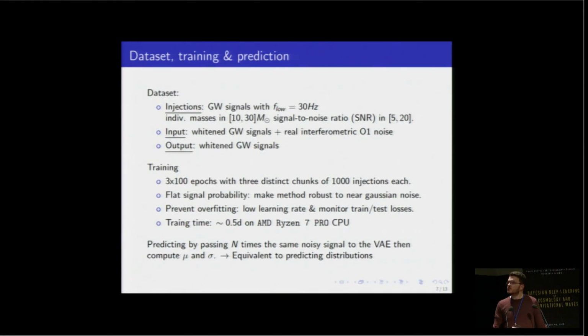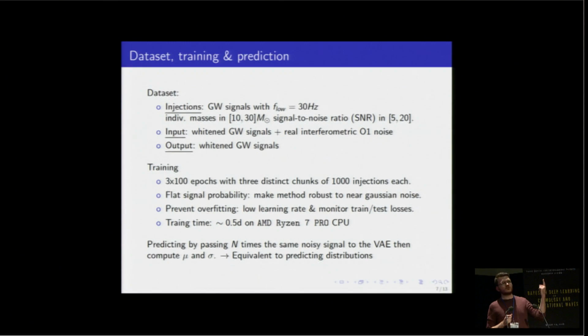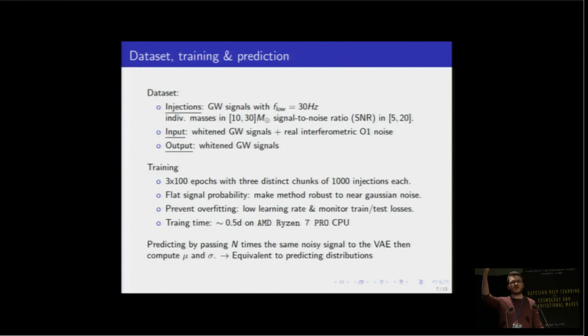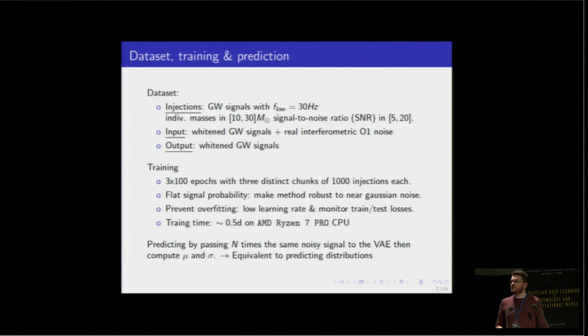Just to mention, for the prediction of the VAE, we pass n times the noisy signal into the VAE to compute the mu and sigma. This is equivalent to outputting a probability. Said differently, if you have one gravitational wave signal plus noise, you pass it n times into the VAE, and it outputs n different realizations of the signal, and then you compute statistics on it: the mu and sigma. This is equivalent to predicting a distribution. We're not using TensorFlow Probability, for instance, which can help in doing this properly.